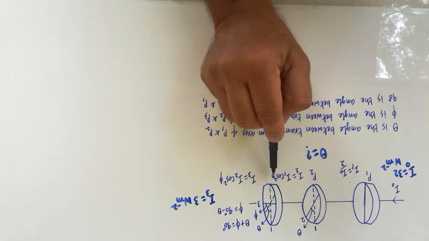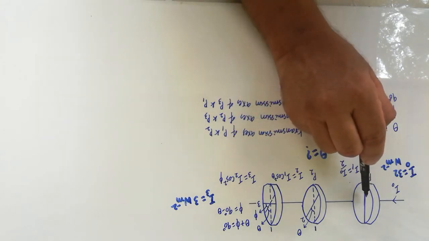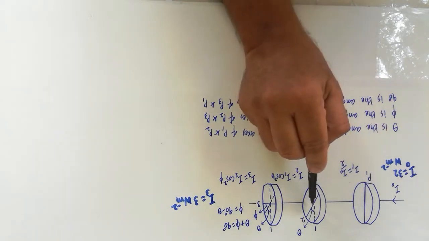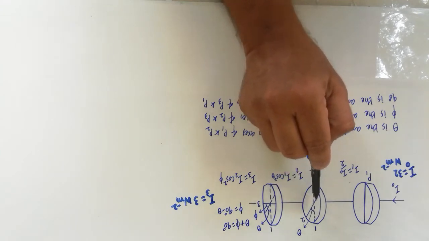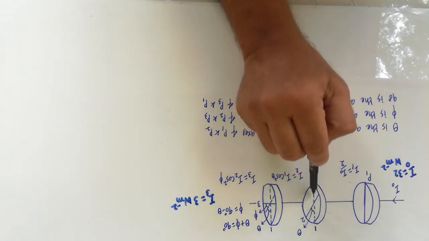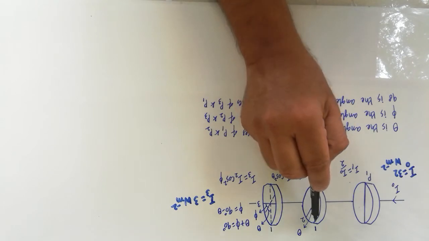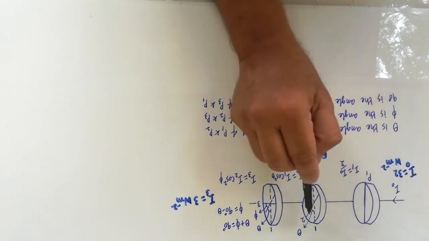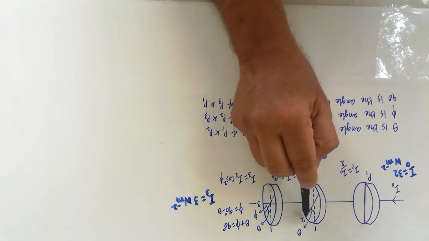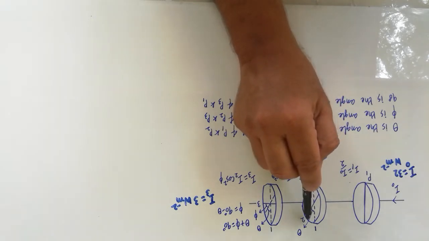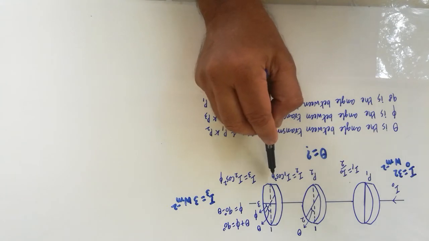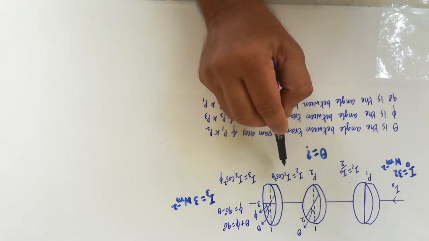What is theta here? Theta is the angle between the transmission axis of the first Polaroid and the second Polaroid. A dotted line is shown, that is the reference line. Are you clear? This is the original axis line of the first Polaroid. With respect to that, the second Polaroid is rotated through an angle of theta. Therefore, cos square theta is written here.